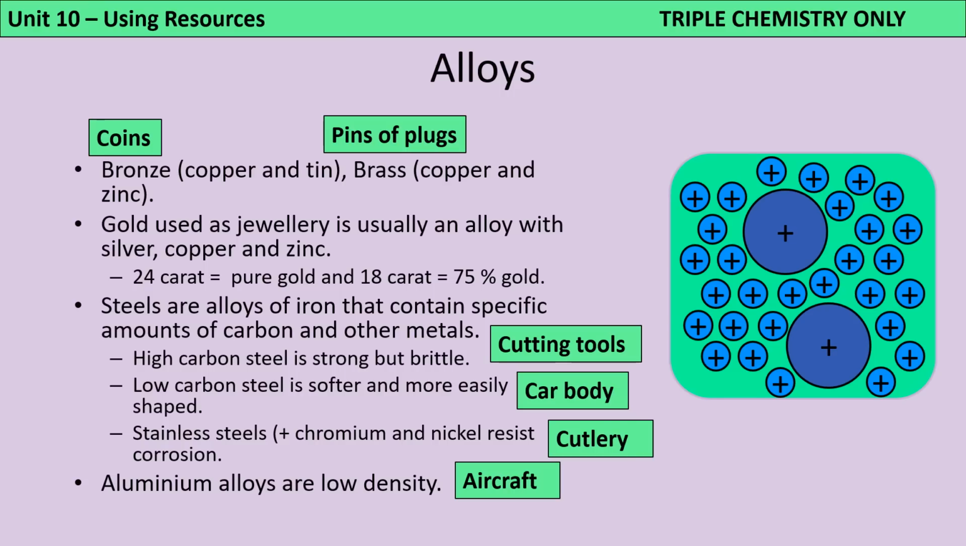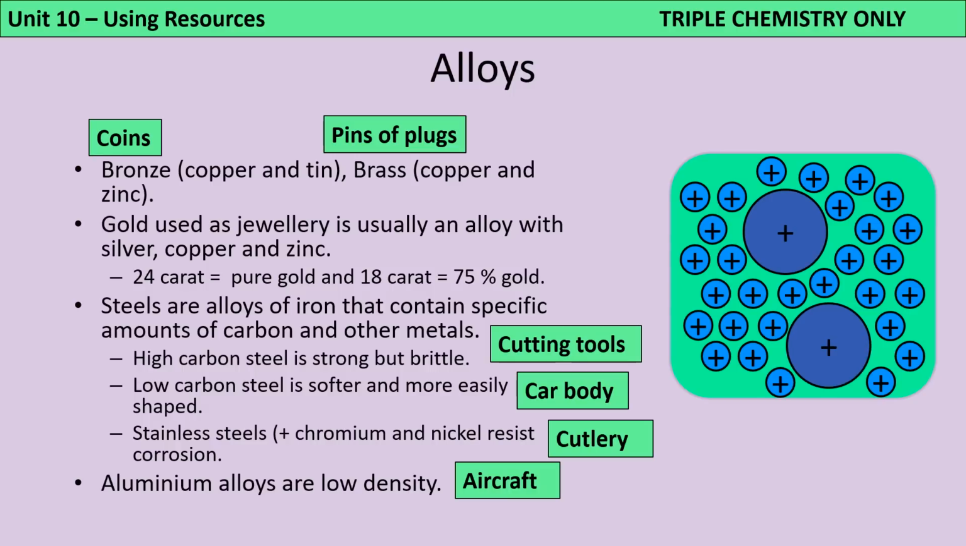In addition to knowing from Unit 2 that alloys are mixtures of metals and that they're harder than pure metals, for Unit 10 we need to know the names and uses of some specific alloys. So there's bronze, which is made from copper and tin alloyed together, which is used to make coins, and brass, which is made from copper and zinc, and this is used for the pins of plugs. We can talk about how gold is often used as an alloy in jewellery to make it slightly harder, and you need to know that pure gold is referred to as 24 karat gold, and you can then use other carat ratings to work out the percentage purity of a type of gold.